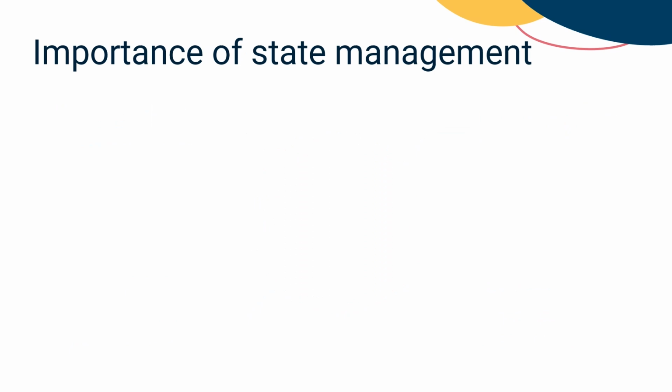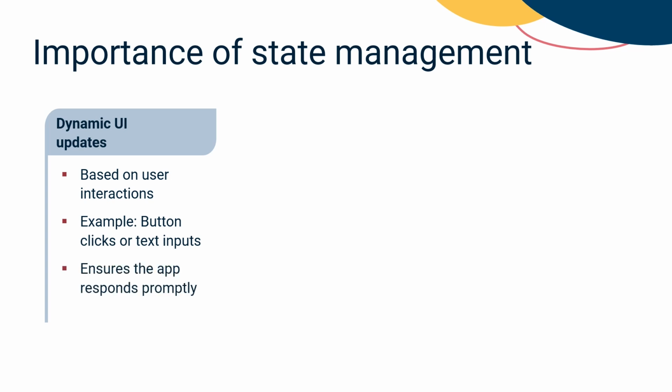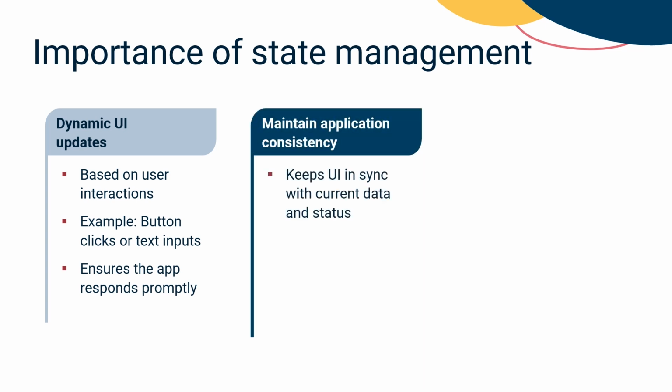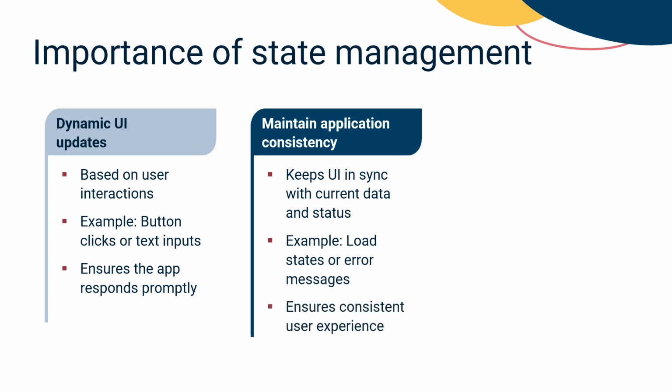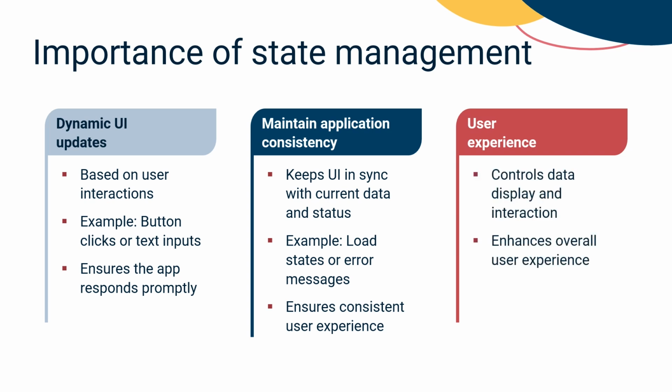The state lets your app update the UI dynamically based on user interactions, such as button clicks or text input. These updates ensure that the app responds promptly to user actions. It helps keep the UI in sync with the current data and application status, such as loading states or error messages, ensuring a consistent user experience. By managing states effectively, you can control how data is displayed and interacted with, enhancing the overall user experience and making the app more intuitive.